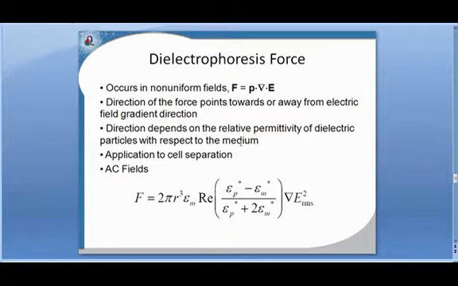For example, if you wanted to separate cancer cells from normal cells, if you had a vessel that was conducting both types of cells, they would experience a different dielectrophoresis force, and you could use this to separate the cells.